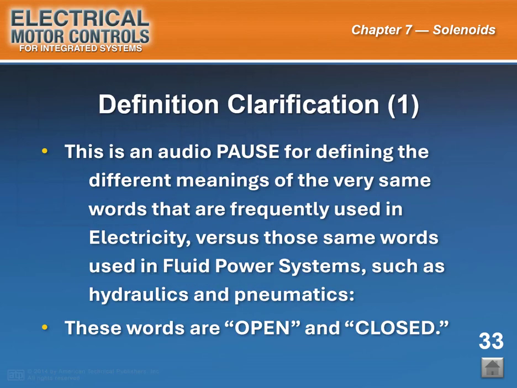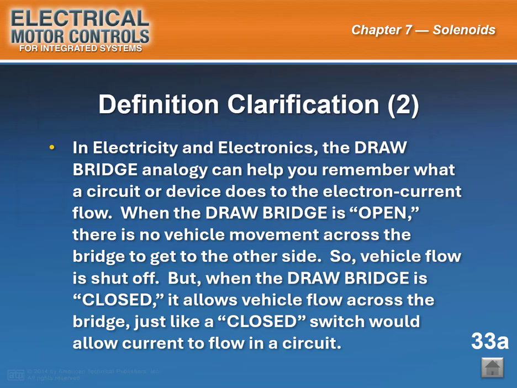This is an audio pause for defining the different meanings of the very same words that are frequently used in electricity versus those same words used in fluid power systems, such as hydraulics and pneumatics. These words are open and closed. In electricity and electronics, the drawbridge analogy can help you remember what a circuit or device does to the electron current flow. When the drawbridge is open, there is no vehicle movement across the bridge to get to the other side. So, vehicle flow is shut off. But when the drawbridge is closed, it allows vehicle flow across the bridge, just like a closed switch would allow current to flow in a circuit.